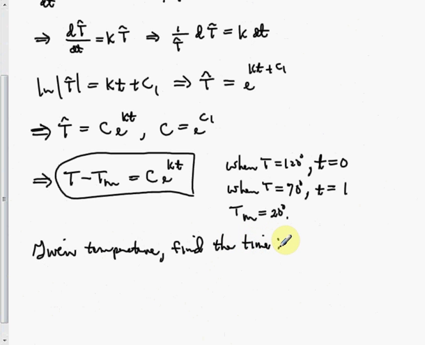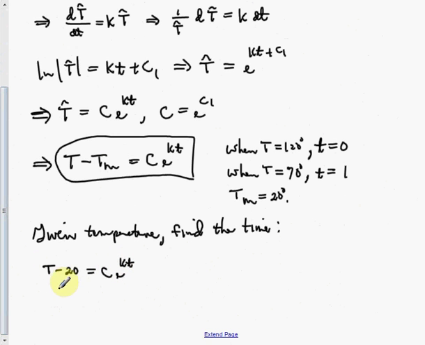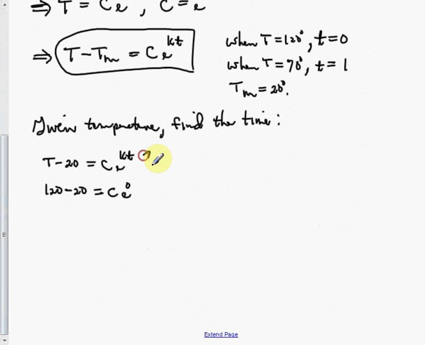Find the time. So let's see. We have T minus 20 degrees. T sub m is fixed. 20 degrees is equal to C times e to the kt. They tell us that the temperature is 120 degrees when the time is initially, so when time is equal to 0. So I have 120 minus 20 is equal to C times e to the 0. Well, that gives me C is equal to 100. Are you with me? Okay.